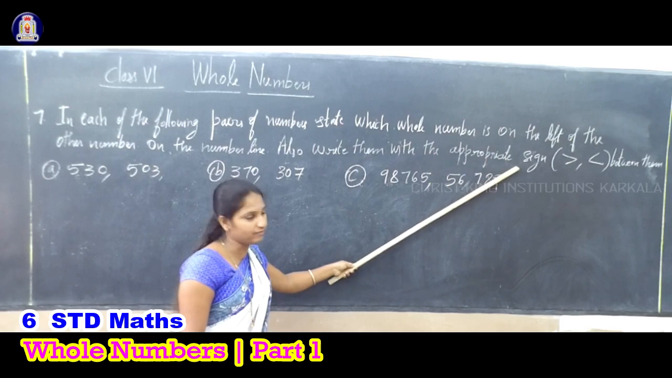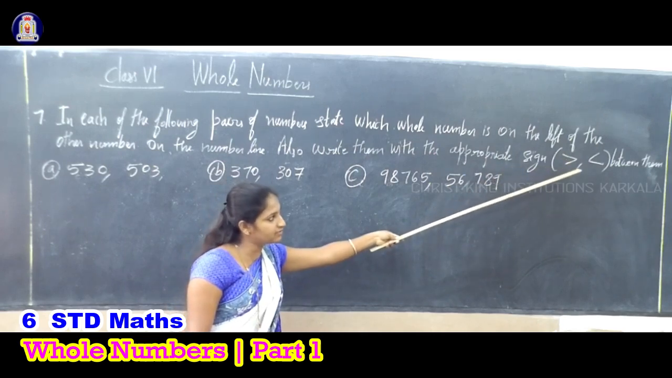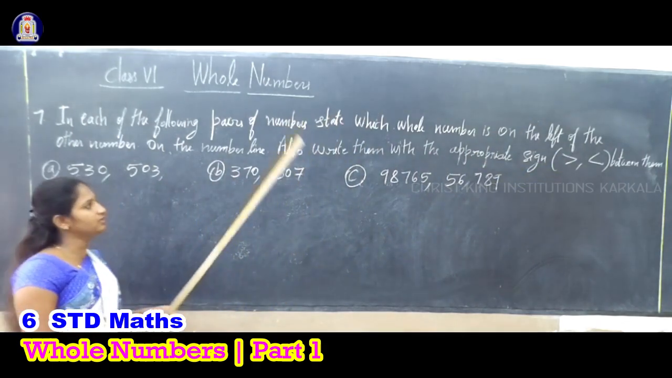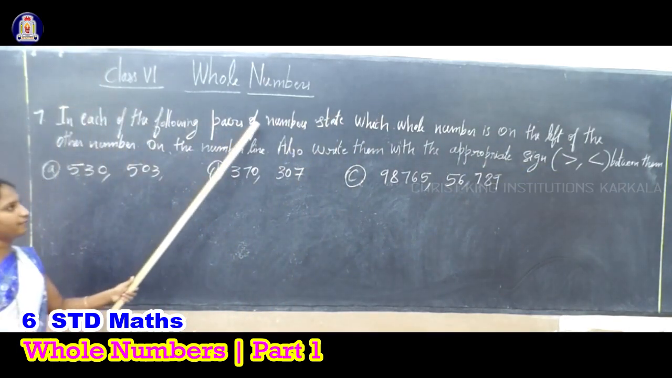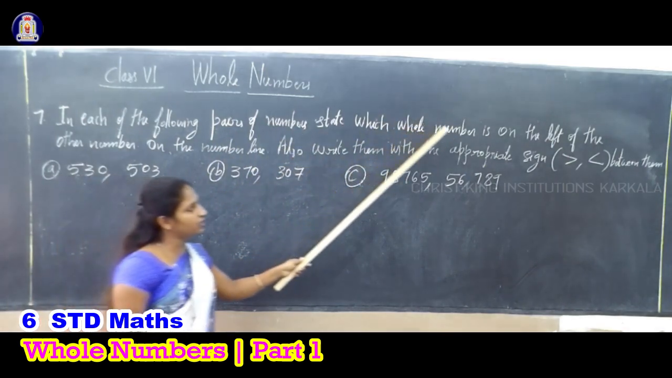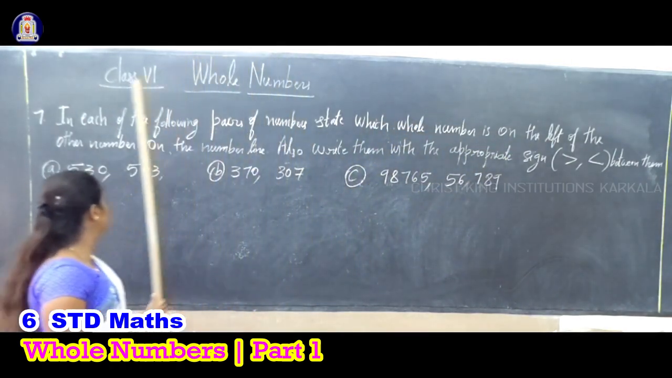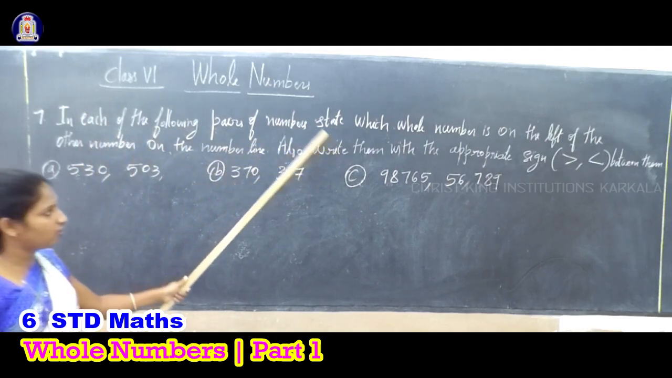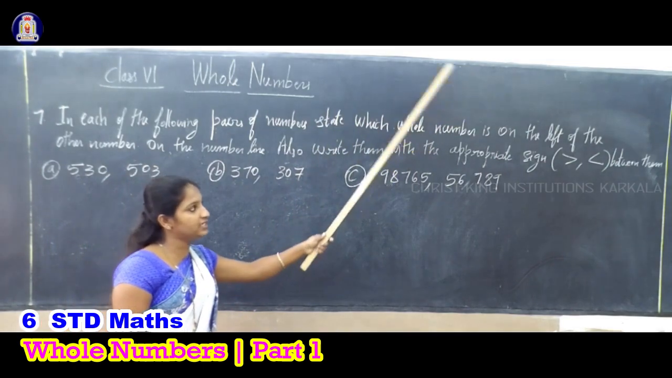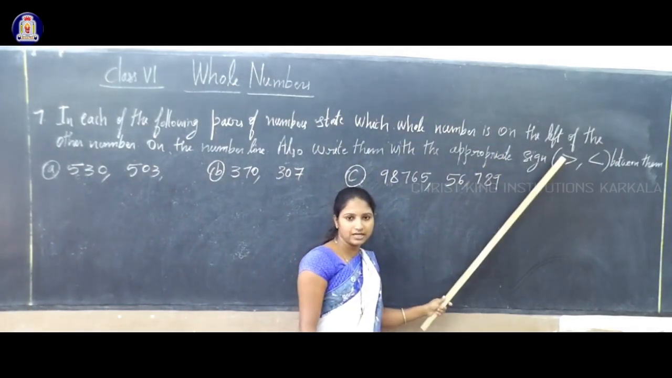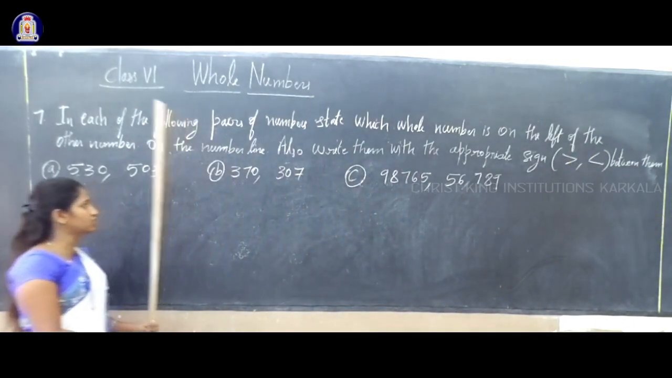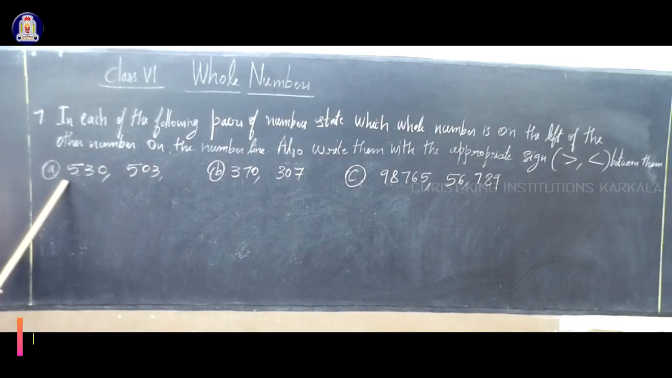So now first we see also write them with the appropriate sign. Two signs are given. One is a greater than symbol and another one is a lesser than, between them. Clear? The question is in each of the following pairs of numbers, state which whole number is on the left of the other number on the number line. Also write them with the appropriate sign. Here in the bracket it is given, greater than and lesser than, between them. Clear? So the first question is a pair of numbers, 530 and another one is 503.